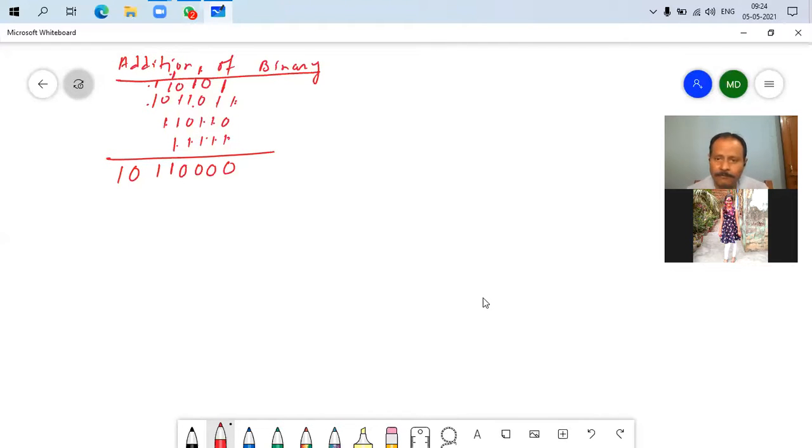So we can move to the next section of this chapter, which is the subtraction of binary numbers.